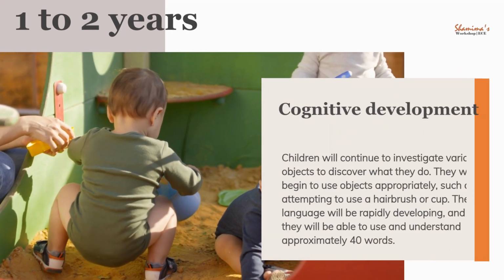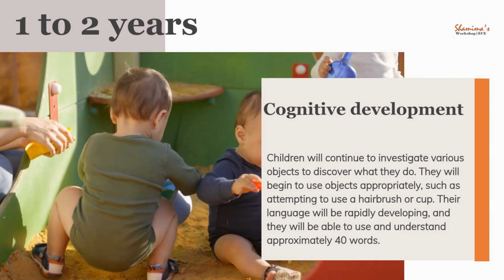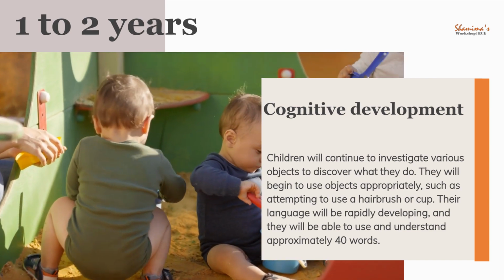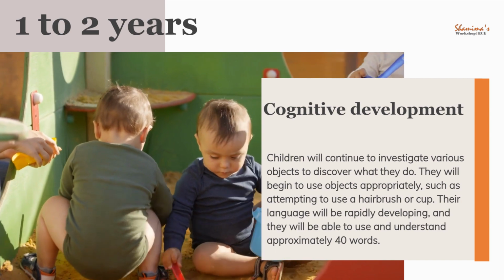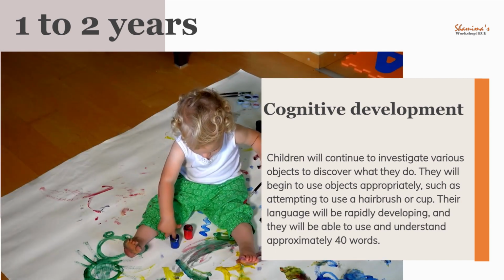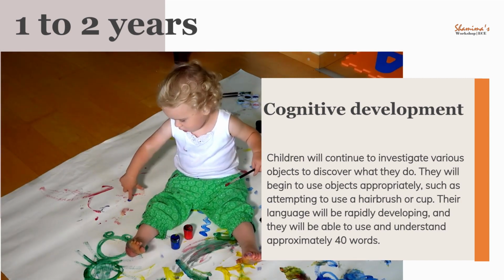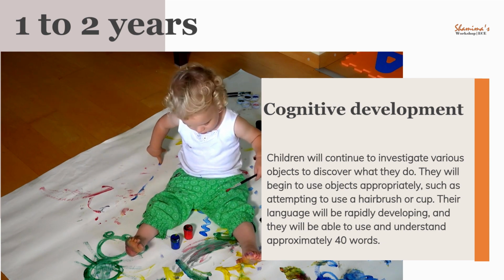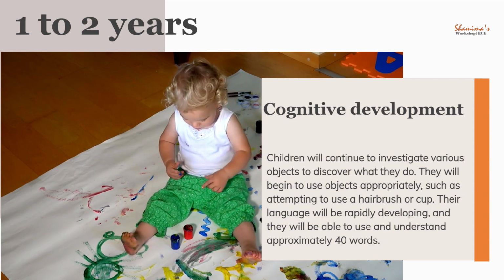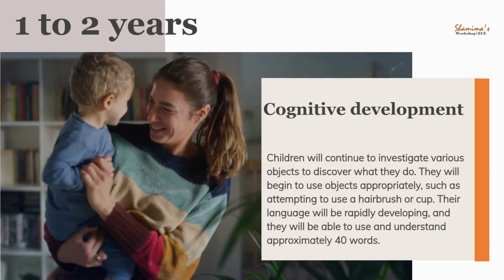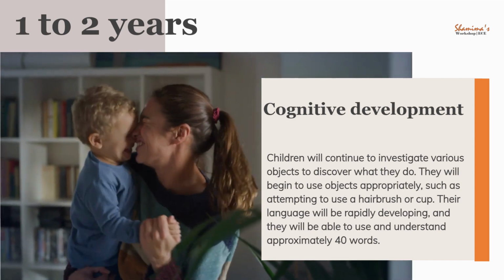1 to 2 years. Cognitive development. Children will continue to investigate various objects to discover what they do. They will begin to use objects appropriately, such as attempting to use a hairbrush or cup. Their language will be rapidly developing, and they will be able to use and understand approximately 40 words.